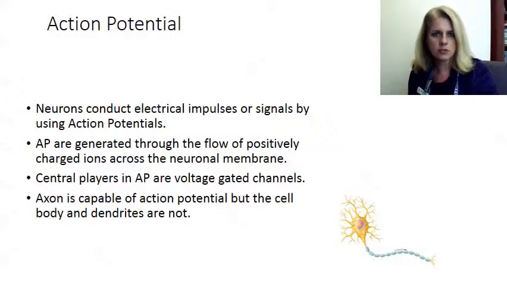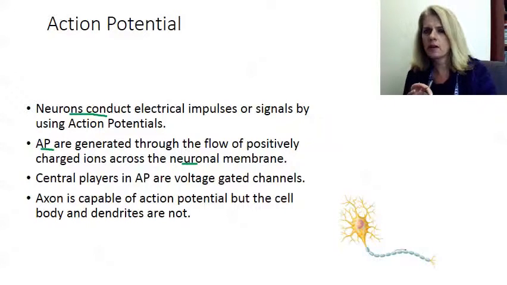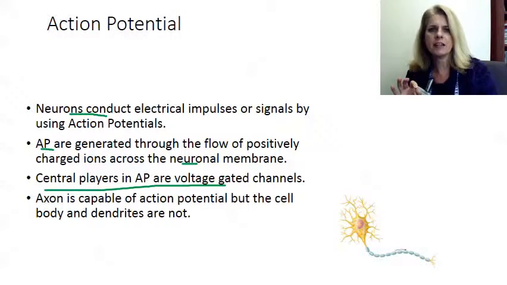So the action potential is simply the neuron's way of conducting electrical signals, okay? And these action potentials are generated through the flow of positively charged ions across the neuronal membrane, so sodium and potassium. Okay, and we're going to talk about which way they go, in or out, or how they move. But we're going to talk about the sodium and potassium in particular flowing through this membrane. And when these ions move across the membrane, they use something called voltage-gated channels.